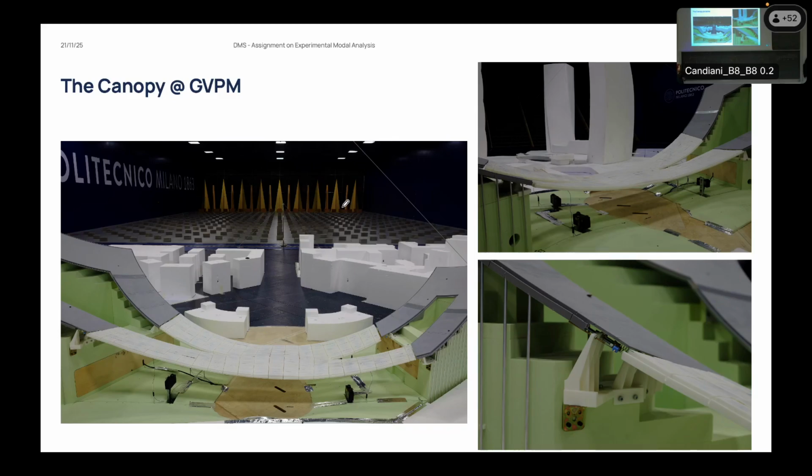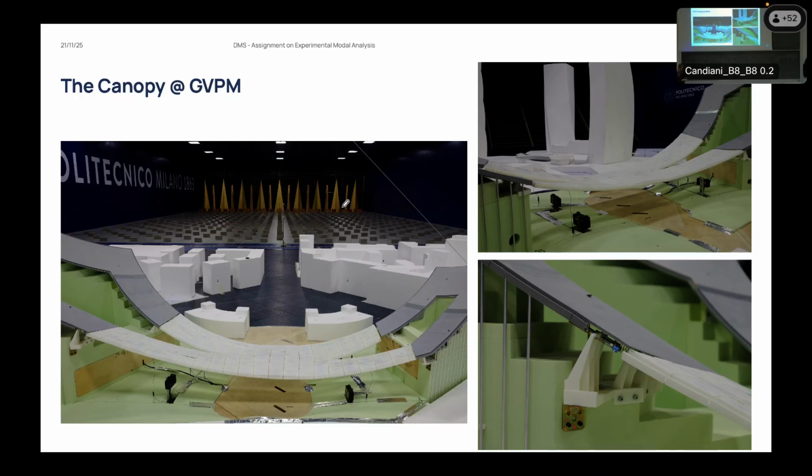So in practice, once we build a model like this, we need to apply experimental modal analysis to be sure that the behavior of this structure is representative of the behavior of the full-scale structure. The full-scale structure is not there because it is under construction, but we do have the finite element model coming from the designer of that structure. So we can compare what we built with what has been designed.